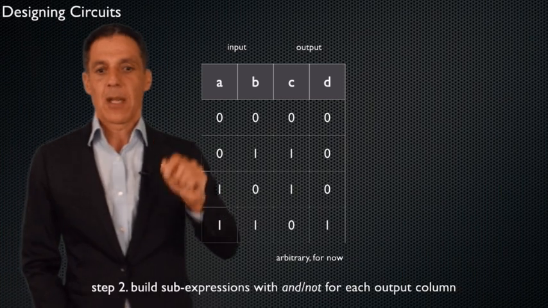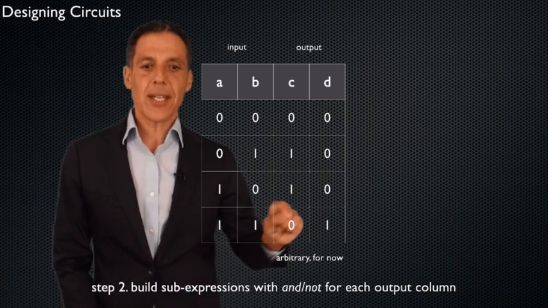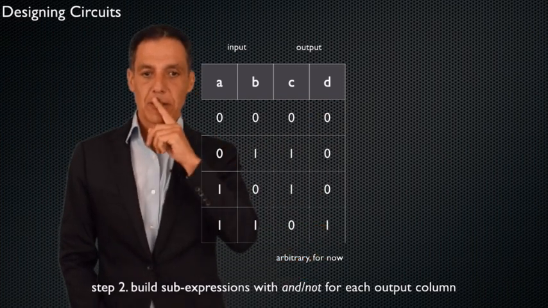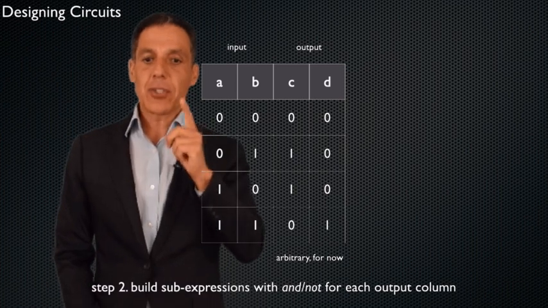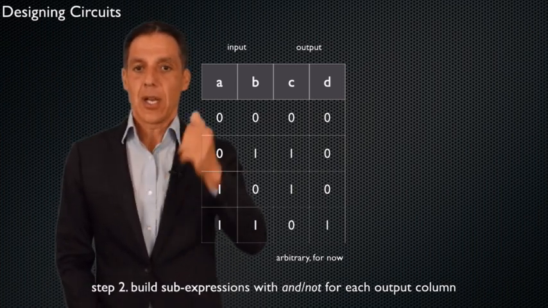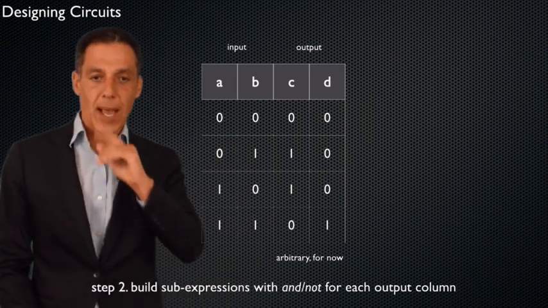Step 2: build sub-expressions with and and not for each output column. I have 2 output columns here. This is really important. You're going to build a sub-expression, and I'm going to show you how to do it in a second. The only things you can use are and and not. You can't use the ors yet, and I'm going to explain in a little bit why that is.